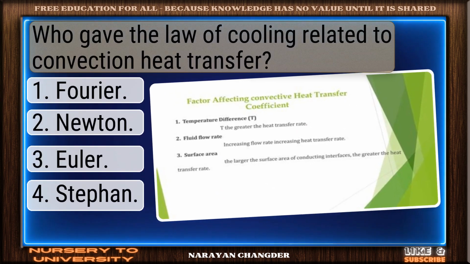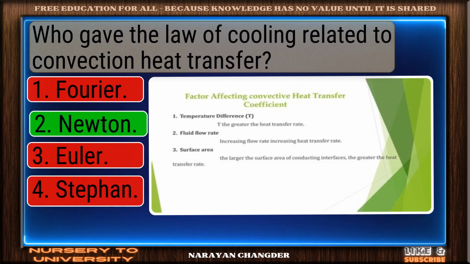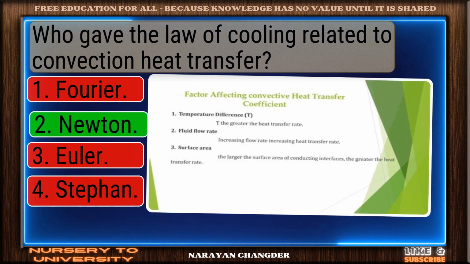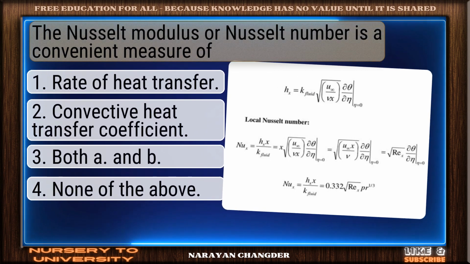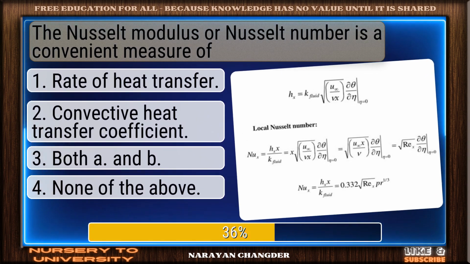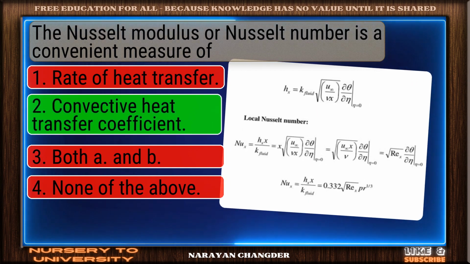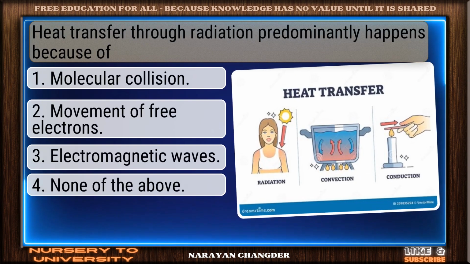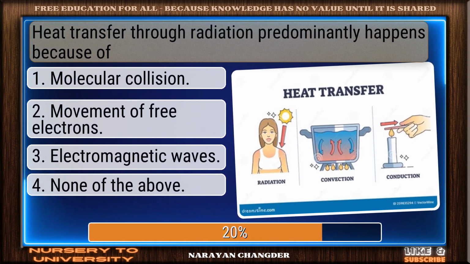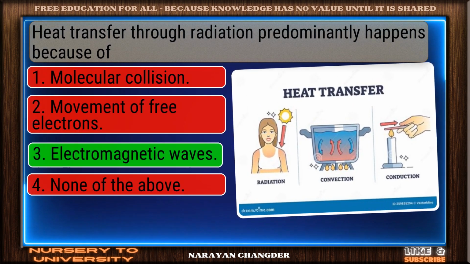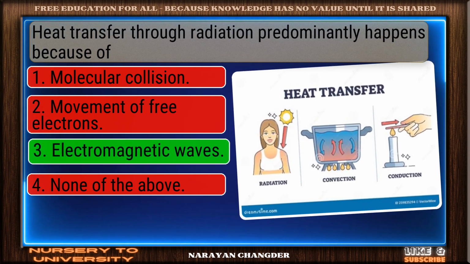Who gave the law of cooling related to convection heat transfer? Solid response. Newton is a valid choice. The Nusselt modulus, or Nusselt number, is a convenient measure of. Bravo! Convective heat transfer coefficient is the answer. Heat transfer through radiation predominantly happens because of. Great thinking. Electromagnetic waves is the right choice.